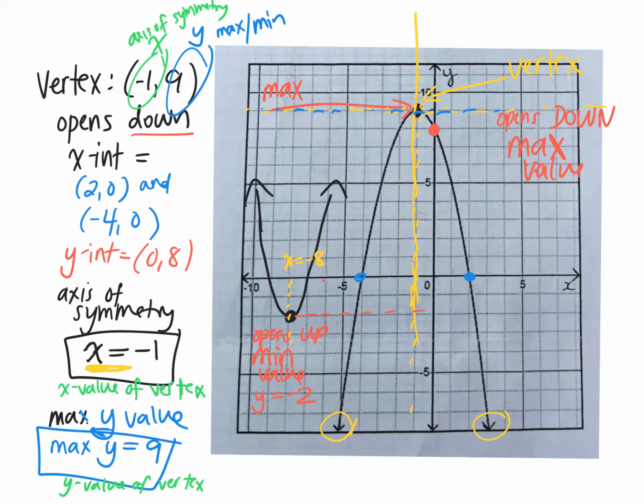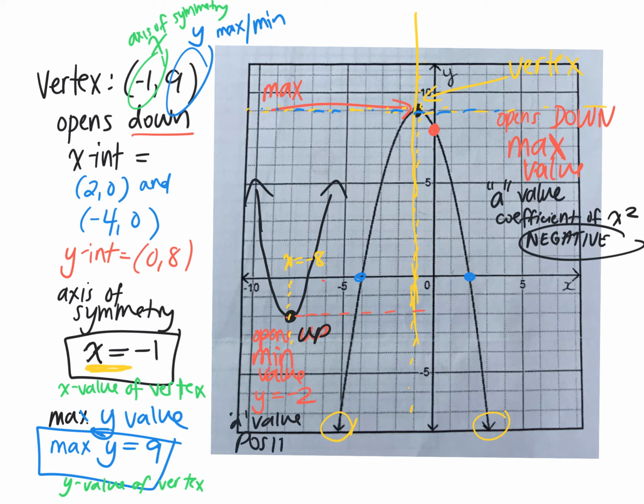If it opens down, what would the a value be in the equation? Negative? Yes. So if it opens down, the a value, which is the coefficient of x squared, would have to be negative. If it opens up, the a value would be positive. That will tell you if it's going to open up or down.